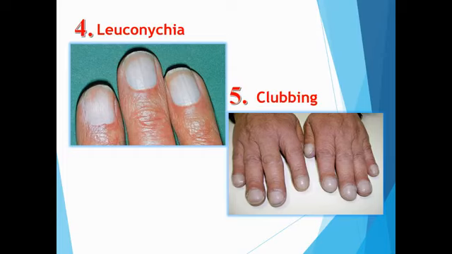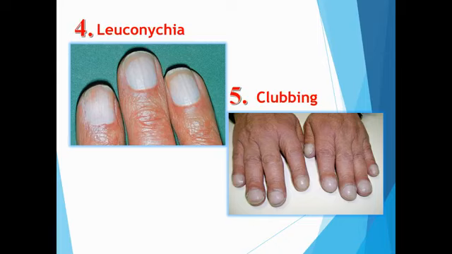Next is leukonychia. If the patient has leukonychia and you examine the hand of the patient, you will find that the nail bed of the patient has become white. It is a feature of hypoalbuminemia in chronic liver disease.